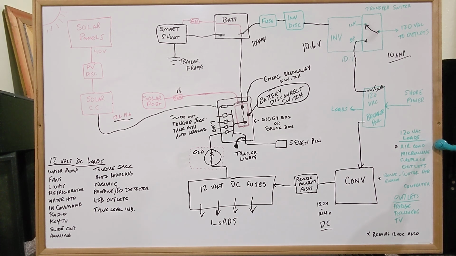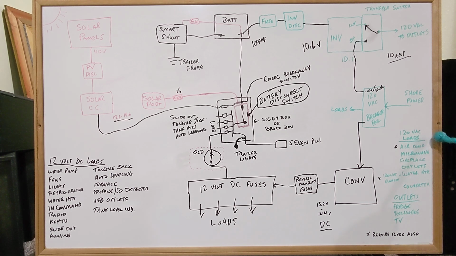Those loads would be the air conditioning, the microwave, the fireplace. Your outlet circuits could be 2 or 3 different circuits there. Your electric element in your water heater, if you have a gas propane electric water heater, and your converter. So those are all the circuit breakers you'll see in this panel supplying these loads.